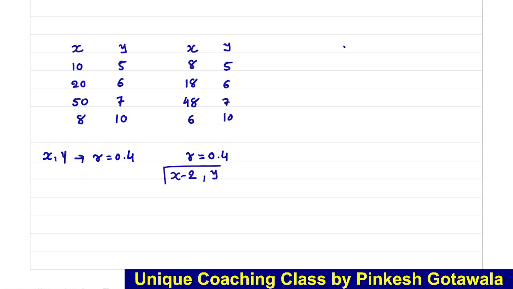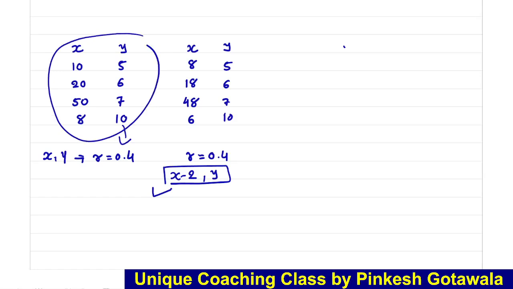So you can see this is the correlation coefficient between x minus 2 and y. What will be the correlation between x minus 2 and y? 0.4. You can check at your home. Take any example, find its correlation coefficient, and subtract 2, or 3, or 4, or 5, whatever number, from all values of x. Then find the correlation again, you will get the same answer.